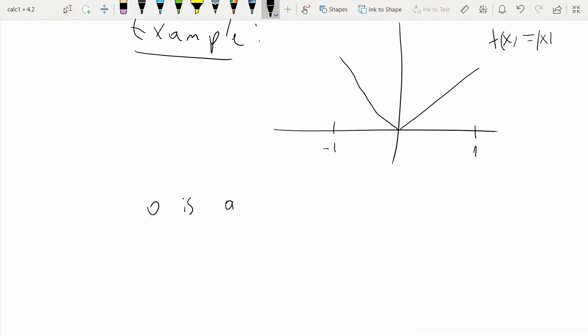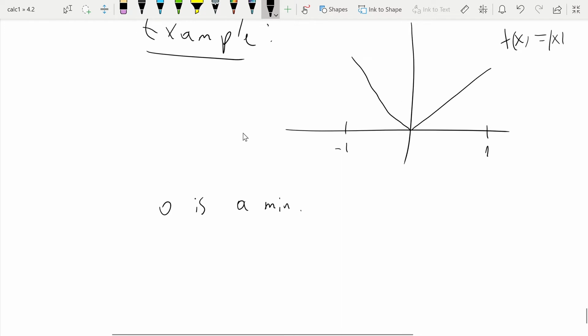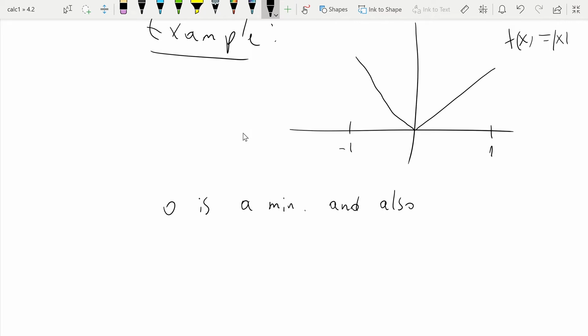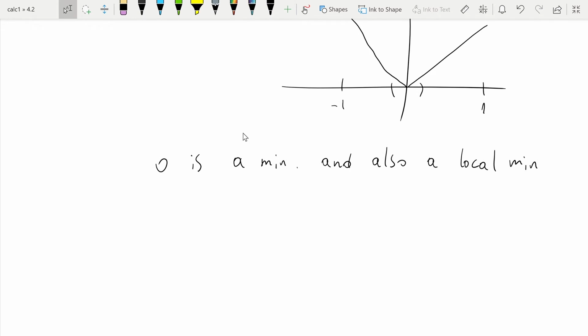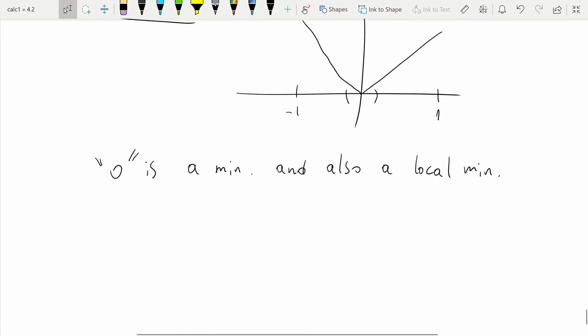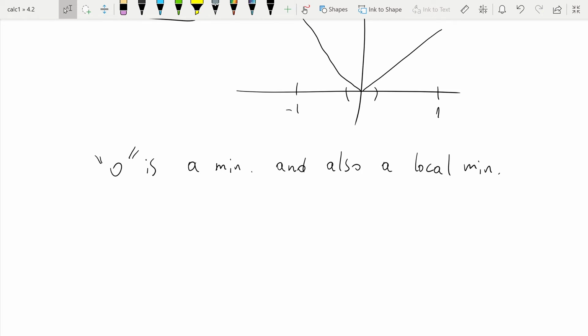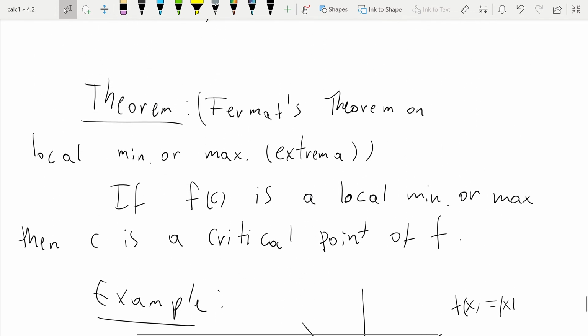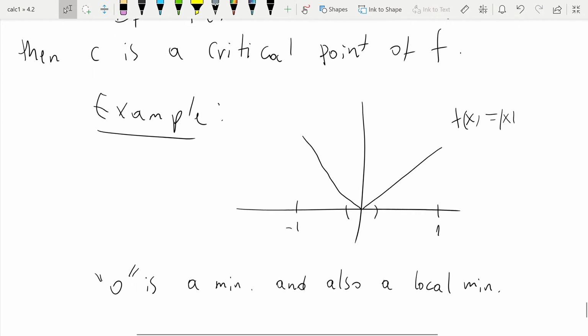0 is a minimizer, the absolute minimizer, and also a local min. In fact, in any open interval containing 0, the absolute value of x will have 0 as an absolute min. So 0 is a min, and it's also a local min of the absolute value function on -1 to 1, and actually on the whole of R. Okay, so it's a local min, and according to this theorem, c should be a critical point of f.